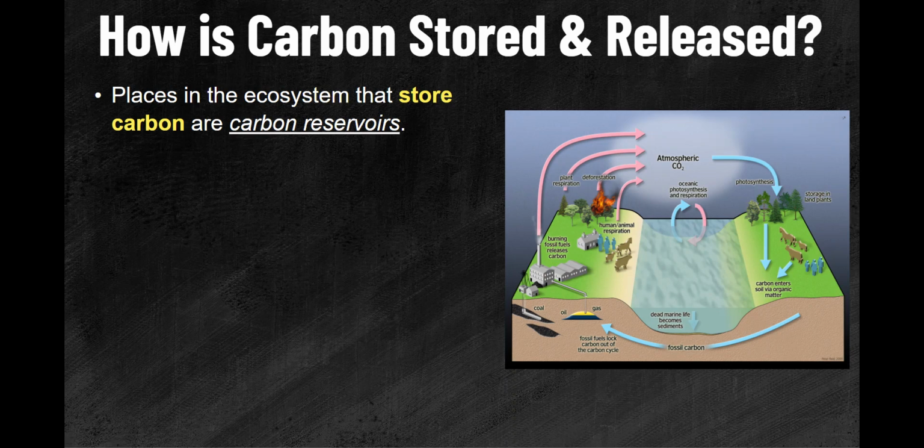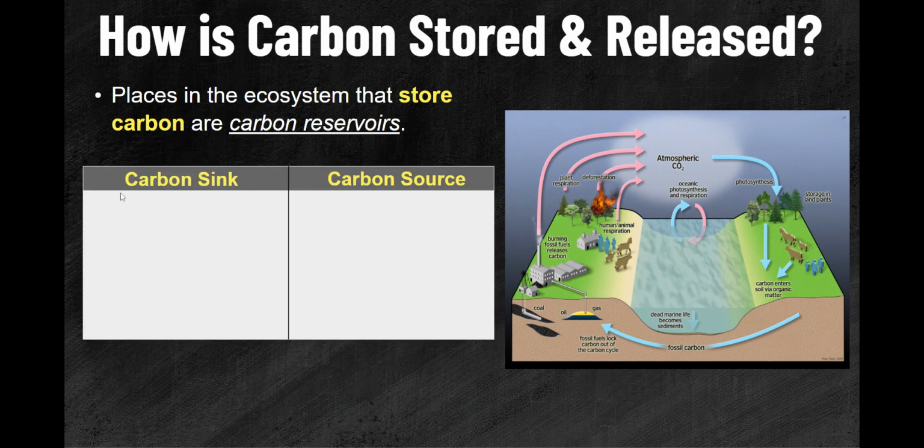There are places in the ecosystem that store carbon, and these are called carbon reservoirs. Sometimes you'll see this term used: a carbon sink. A carbon sink is a reservoir, like a holding place, that stores carbon, and specifically, it stores more carbon than it releases. In this picture, you can see there's atmospheric CO2. The plants take in the CO2, so the plants would be an example of a carbon sink. They are a reservoir for carbon.